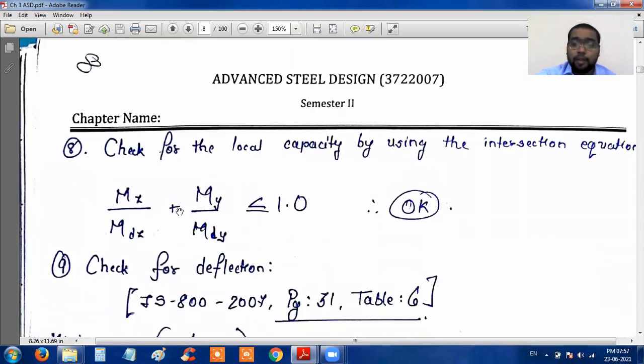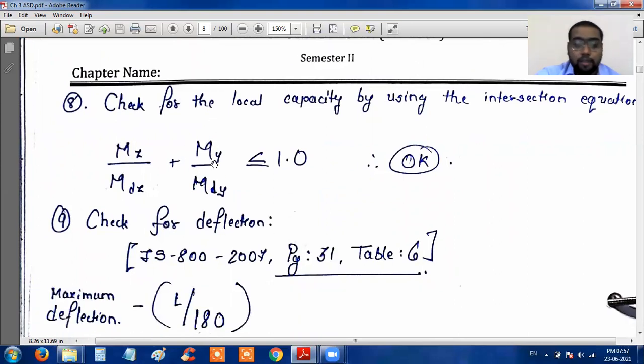Then check for the local capacity by using the interaction equation, and that equation is Mz upon Mdz plus My upon Mdy. We earlier found the value of Mz and My from the load that is acting along the trusses, and we earlier found the Mdz and Mdy value from the equation. Then it should be less than or equal to 1.